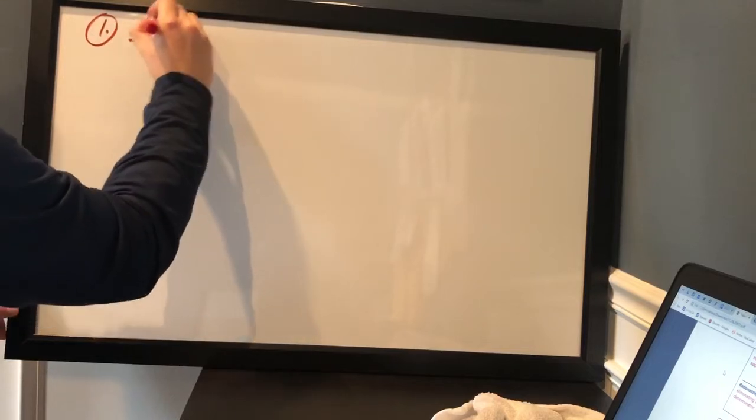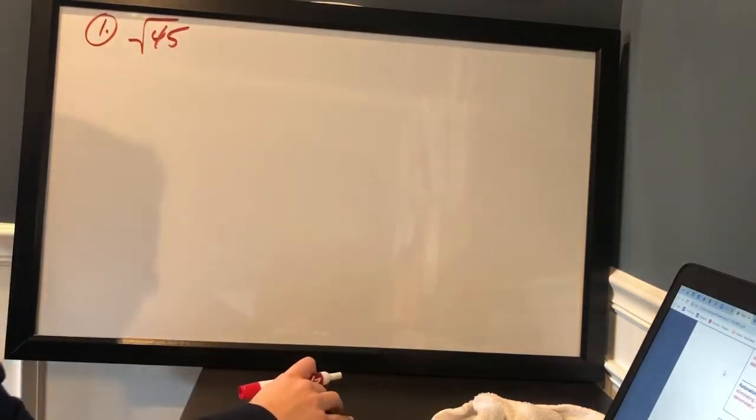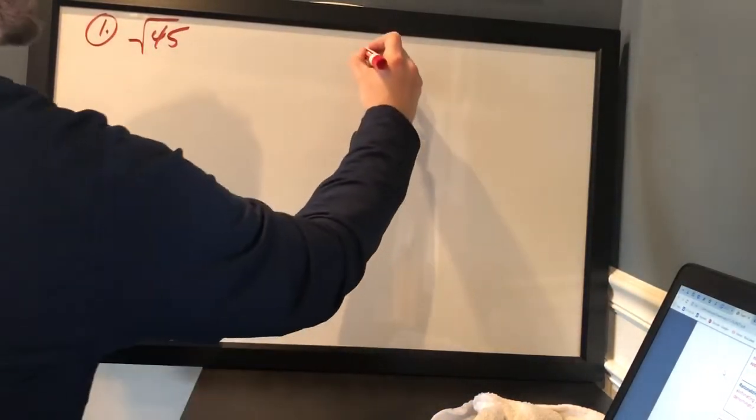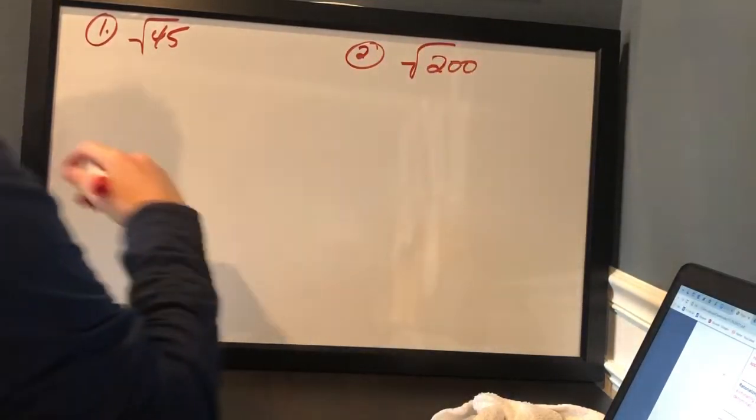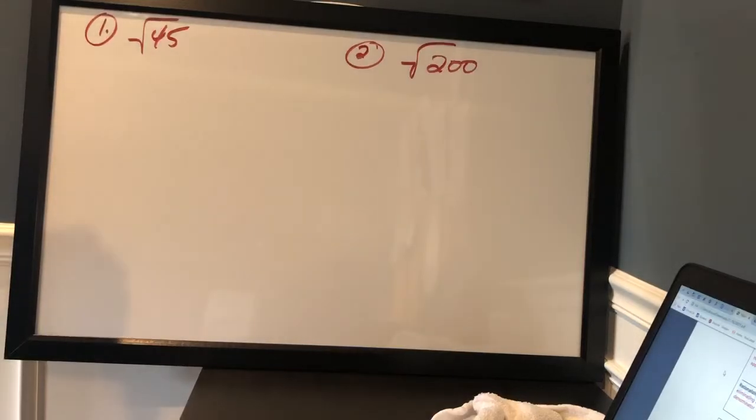All right, so the first one we're going to try is the square root of 45. Next one we're going to try over here is the square root of 200. And like I said, if you guys want to pause the video and try these, I'm going to go through these answers and how I got my answers here in a second. But that way it'll give you a chance, all right?